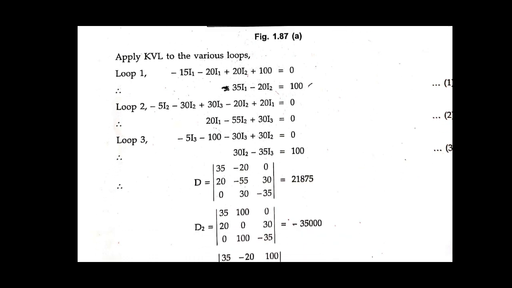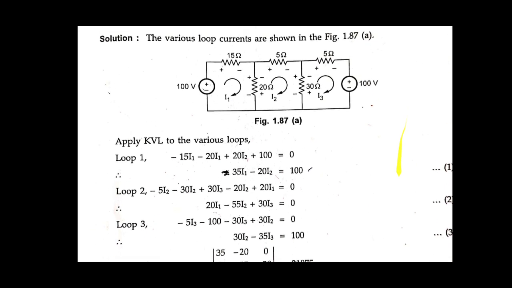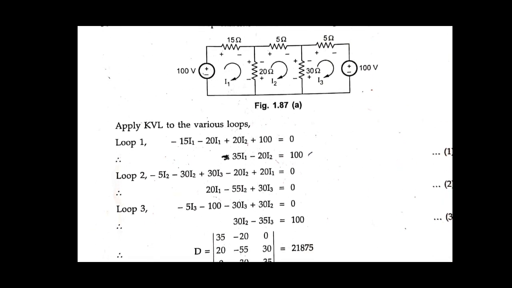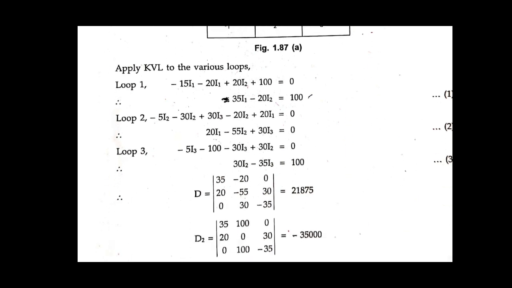Okay, so applying KVL to loop 3. See here, for loop 3 you can just apply KVL: minus 5 I3. So the I3 current flowing through the 5 ohm is minus 5 I3, minus 100, minus 30 I3 plus 30 I2. See here, because in the 30 ohm resistance I2 is also flowing, so that comes with a positive sign. So after solving this, it comes 30 I2 minus 35 I3 is equal to 100.